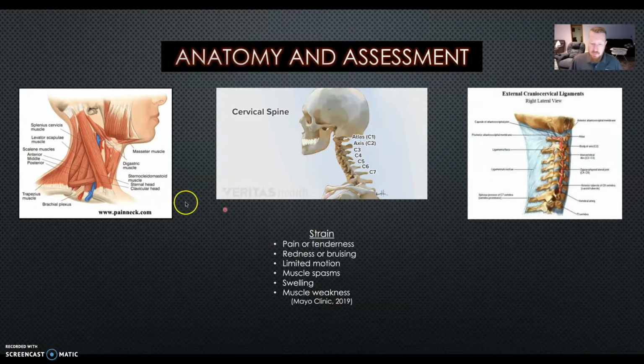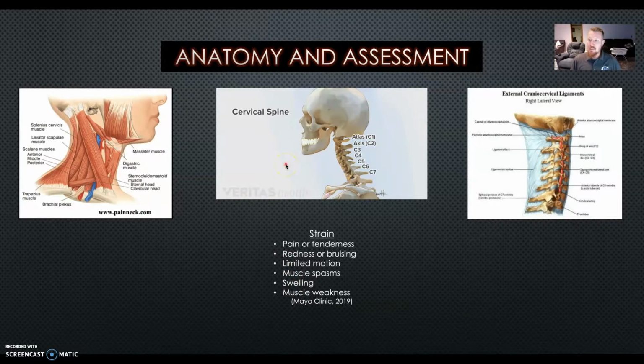When we have cervical strains, it's common to see pain or tenderness on palpation. There'll be redness and bruising, muscle spasms, and limited motion, without a good range of motion with the head and neck. Also, swelling is common, and weakness to the muscle.